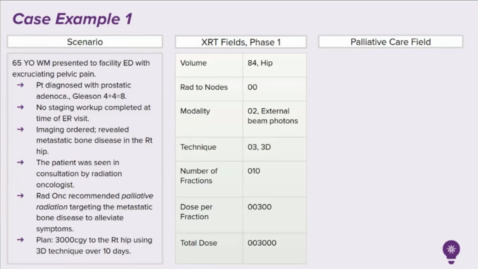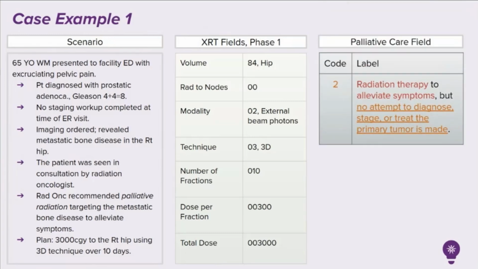The dose per fraction was 300 cGy and will be entered as 00300. And the total dose given was 3,000 cGy and will be entered as 003000. The palliative care field will be code 2, radiation therapy to alleviate symptoms, but no attempt to diagnose, stage, or treat the primary tumor being made.